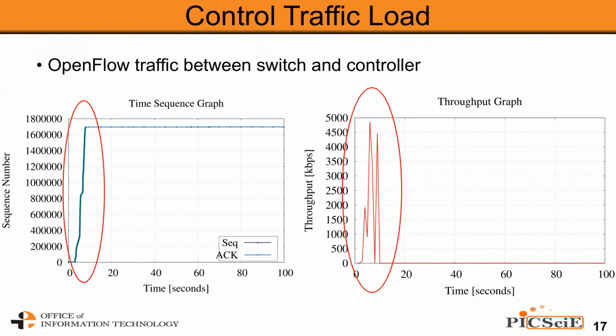And as you can see, it only happens at the beginning, because this is when it has to install these prefix matching rules. But after that, there's nothing actually there. And even the peak of 5 Mbps, you should be able to handle that. I'm saying it's quite negligible.